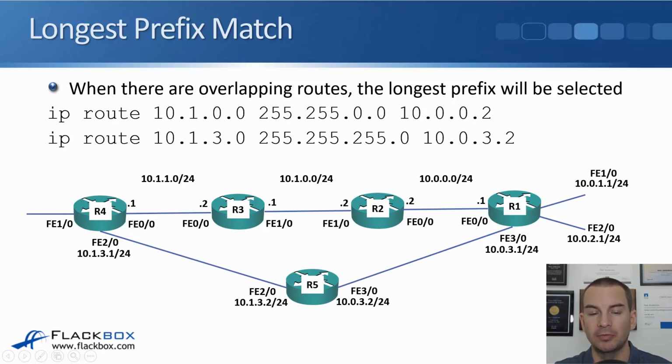So all traffic for the 10.1 networks will go via R2, unless it's for 10.1.3, which will go via R5, which is exactly what I want to happen. Another way of saying the longest prefix match, and a more intuitive way of thinking about it, is whichever is the most specific route is going to win.